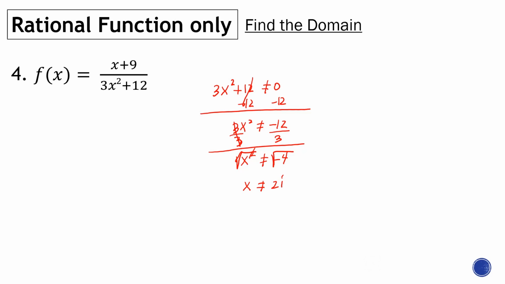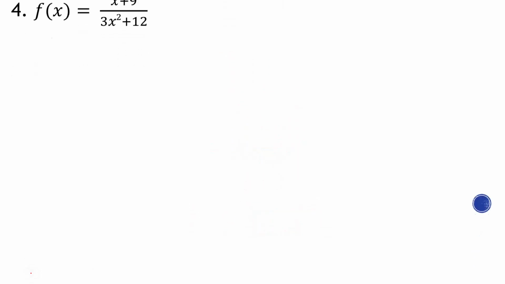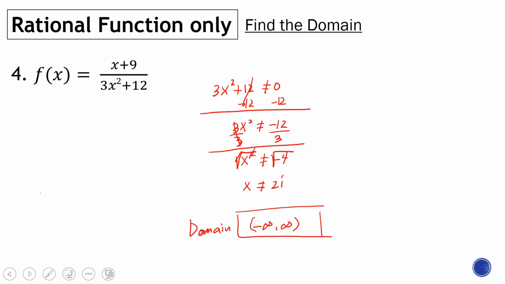Every time you have that answer, that means our domain will be from negative infinity to positive infinity. Why is that? Because we're only talking about real numbers, and the restriction is an imaginary number. So all the real numbers can replace x. So that's our domain, from negative infinity to positive infinity. I think that's it for polynomial functions only and rational functions only.